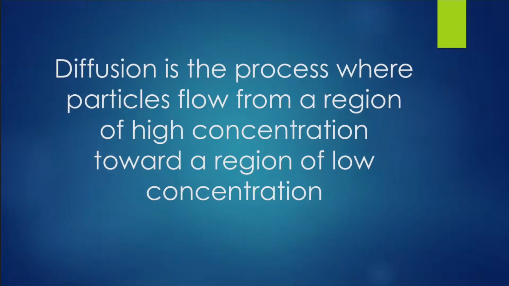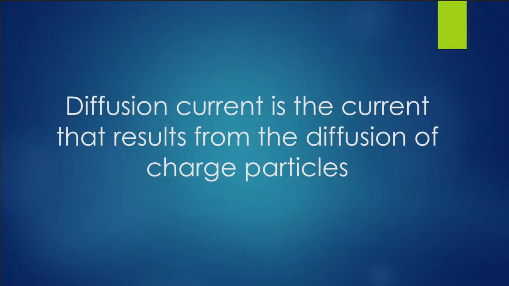What is diffusion? Diffusion is a process where particles flow from a region of high concentration to a region of low concentration. What is diffusion current? Current that results from diffusion.